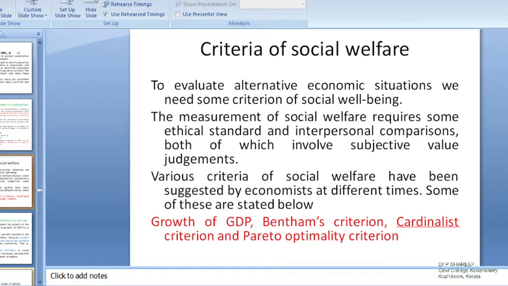Criteria of social welfare. To evaluate alternative economic situations, we need some criteria of social well-being. The measurement of social welfare requires some ethical standard and interpersonal comparisons. Both of them involve subjective value judgment, not objective. Various criteria of social welfare have been suggested by economists at different times. The major among them are growth of GDP, Bentham's criterion, Cardinalistic criterion, and Pareto optimality criterion.